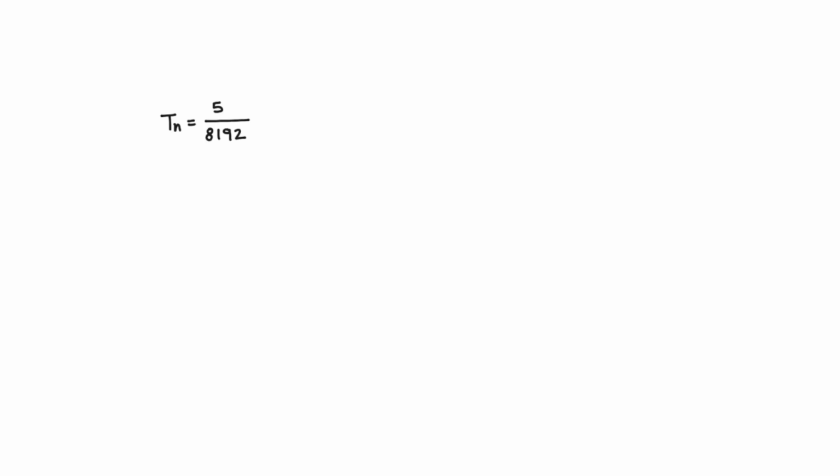What we'll do next is write down the formula for the nth term of a geometric sequence. Tn equals ar to the power of n minus 1. Now remember, we have the value for a, we have the value for r. So what we'll do now is substitute the given values. So now we have a times r to the power of n minus 1 is less than 5 over 8,192.